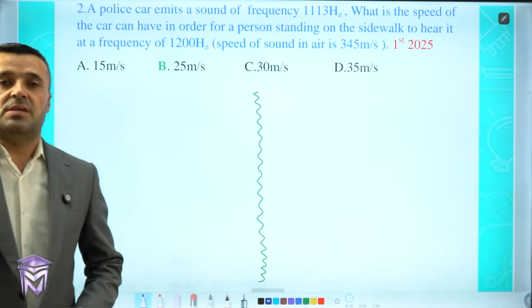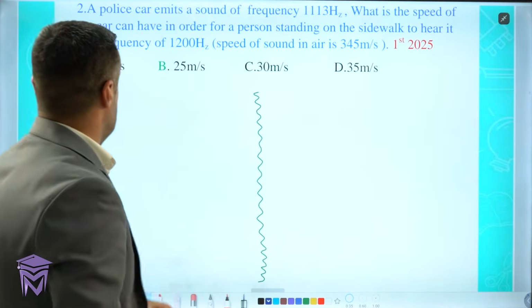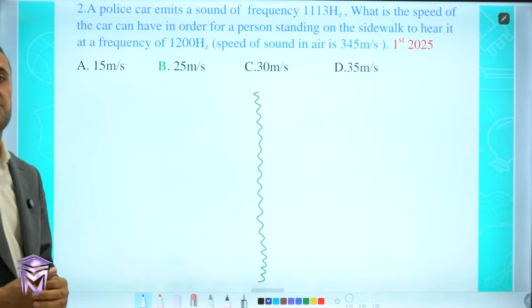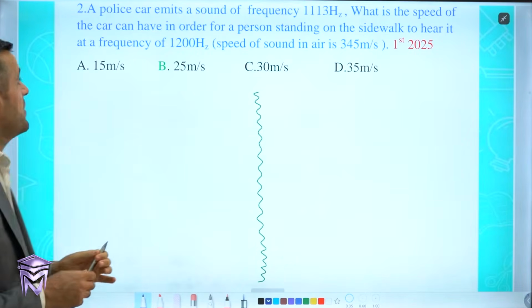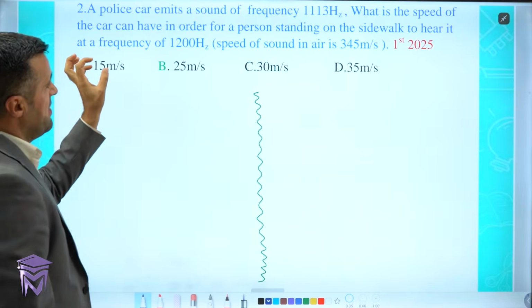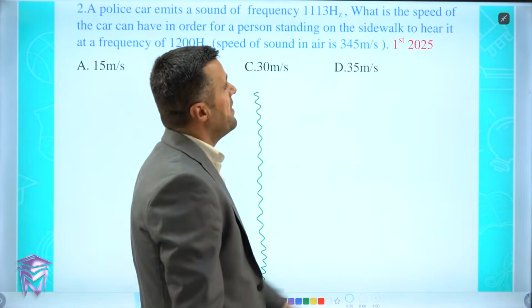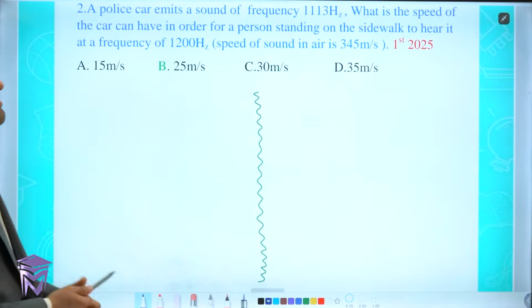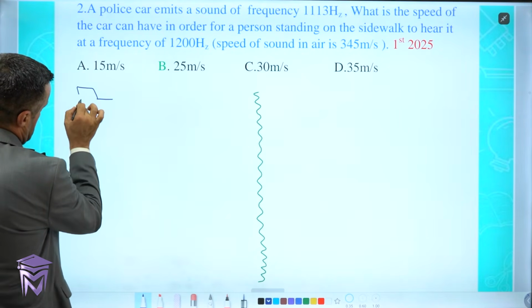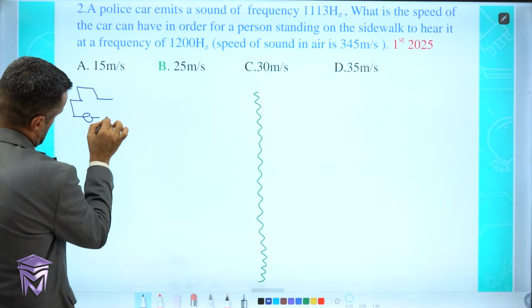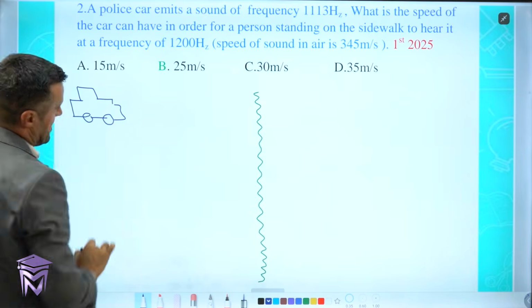Hello dear students, now solve question 2. It's about chapter 4. Chapter 4 is about sound waves. A police car emits a sound of frequency 1130 hertz. We have a sound source.